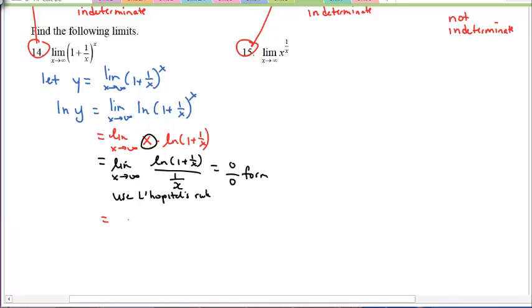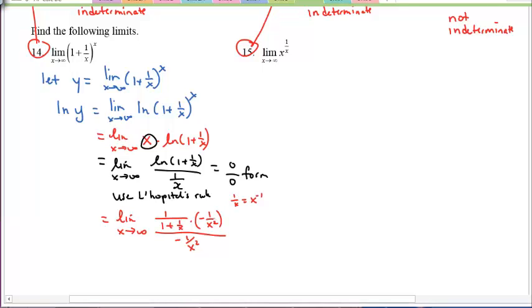And of course, L'Hopital's rule states that we can just take the derivative of the numerator. So the derivative of ln is what? 1 over that. So 1 over 1 plus 1 over x times the derivative of 1 over x. Now the derivative of 1 over x, that's x to the negative 1, so the derivative is negative 1 over x squared. That's the new numerator. The derivative of 1 over x, you just told me, is just negative 1 over x squared. That's the new denominator.